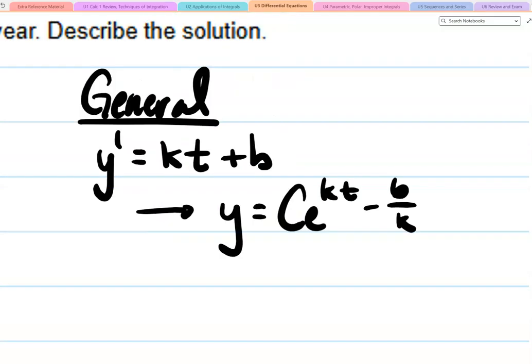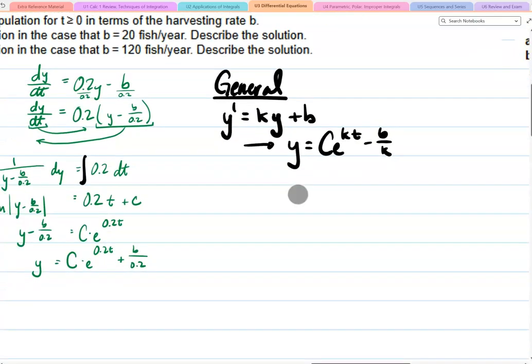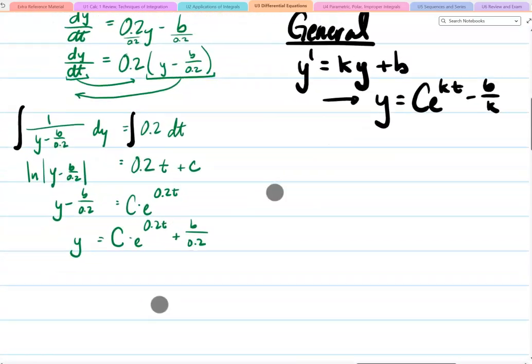Now, it is worth noting that in general, anytime that we have a derivative equal to, whoops, this should be ky, there we go. So in general, if the derivative is equal to some constant multiplier of the original function plus some additional starting or harvest rate, if you want to call it that, some additional constant, in general, the solution ends up being in this format here, ce to the kt minus b divided by k.